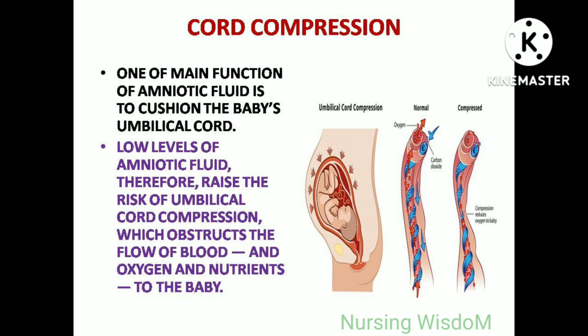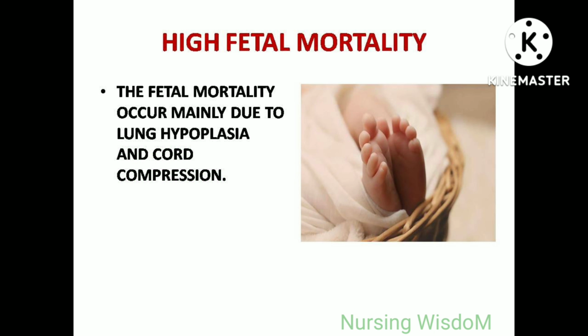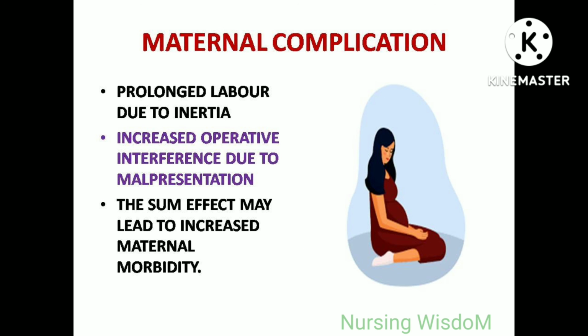Cord compression. One of the main functions of amniotic fluid is to cushion the baby's umbilical cord. Low levels of amniotic fluid therefore raise the risk of umbilical cord compression, which obstructs the blood flow, oxygen and nutrients to the baby. High fetal mortality. The fetal mortality occurs mainly due to lung hypoplasia and cord compression. Maternal complication. Prolonged labor due to inertia, increased operative interference due to malpresentation. The sum effect may lead to increased maternal morbidity.